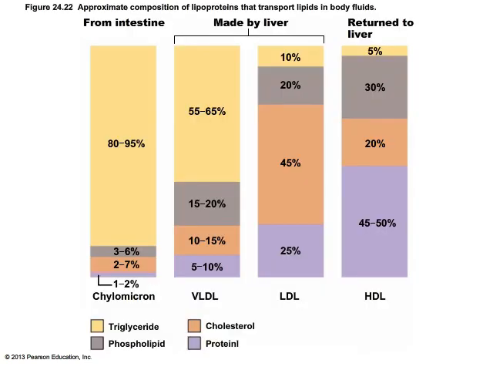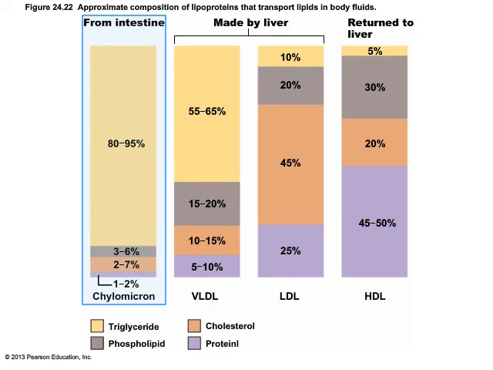Okay, this slide just shows the composition of the four major groups of lipoproteins that are important in the body. The first of these were our chylomicrons. We talked about these in the previous chapter on the digestive system. Chylomicrons were important for transporting triglyceride from the intestines to the liver, and so they're going to be made primarily of triglyceride. That is, 80 to 95% of their composition will be triglyceride.